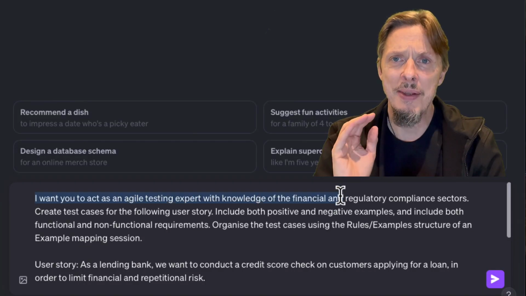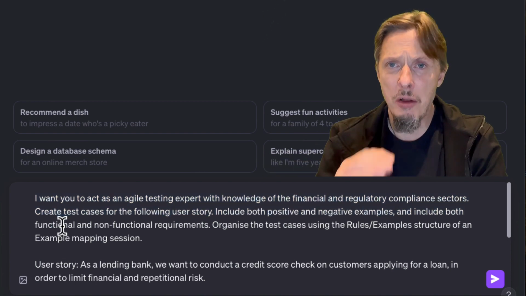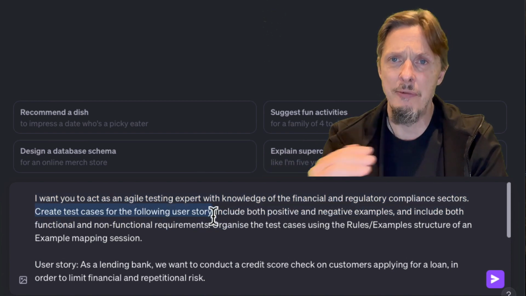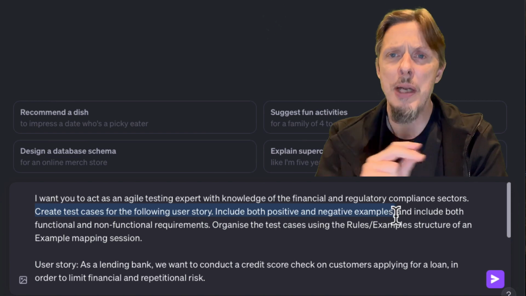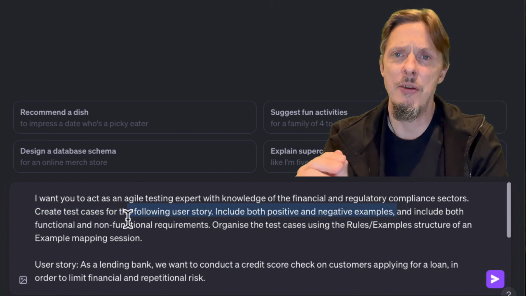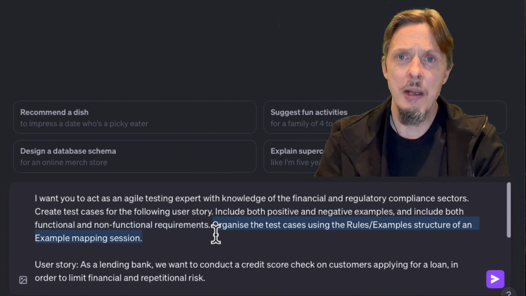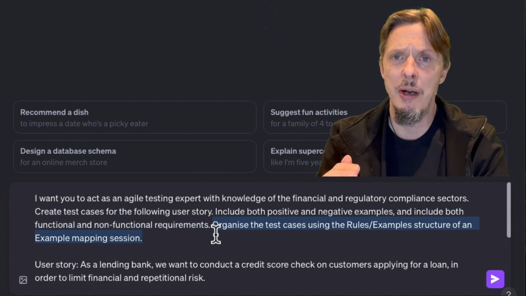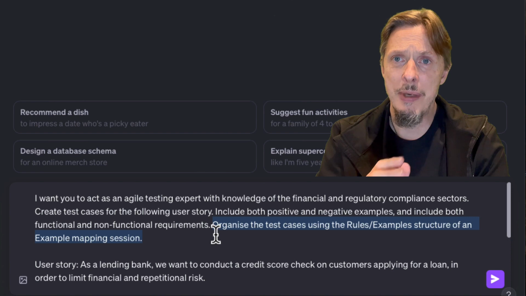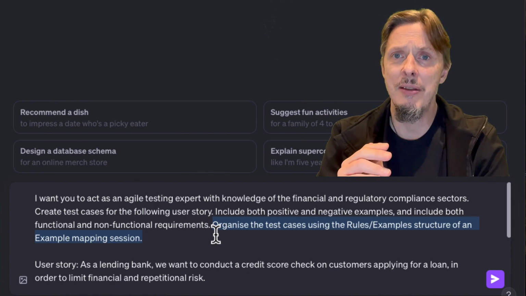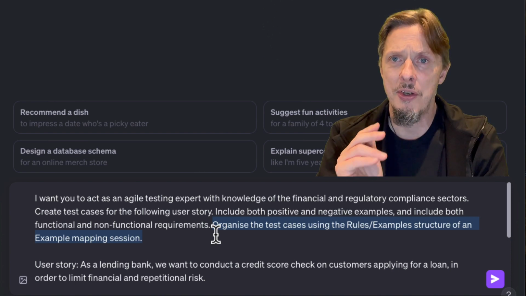Here's an example. I want you to act as an agile testing expert with knowledge in the financial and regulatory compliance sectors. Create test cases for the following user story. Include both positive and negative examples. Include functional and non-functional requirements. And here's my favorite bit, organize the test cases using the rules and examples structure of an example mapping session.